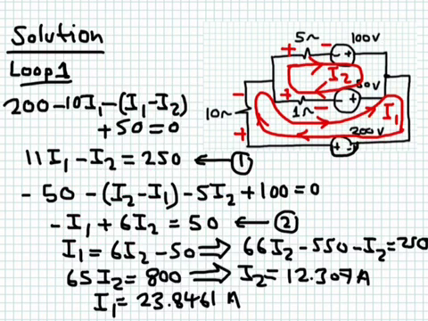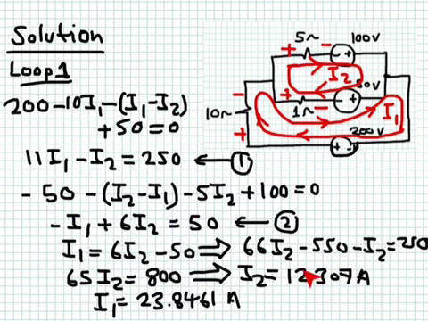Now I have to solve these two equations. I solved them here through elimination. From equation number 2, I was able to write that I1 is 6I2 minus 50. Then I took this 6I2 minus 50 and substituted it in equation 1, removing I1. You get 66I2 minus 550, minus I2 here, equal to 250. You obtain only one equation in I2, so 66I2 minus I2 gives 65I2, and 550 plus 250 gives 800. Then I2 is equal to 800 over 65, which is 12.307 amperes.